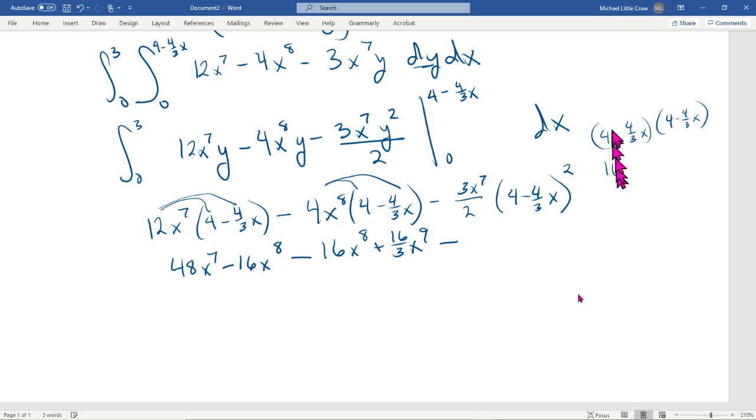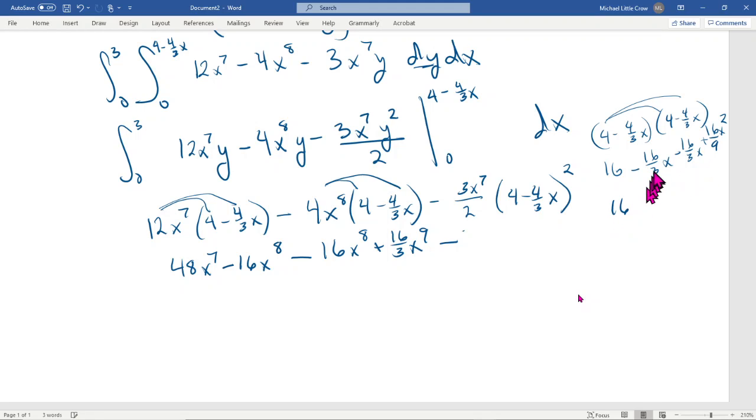So we get 16. We get minus 16/3 x, minus 16/3 x, and then the last one will be a plus 16/9 x squared. Okay, so let's do one more step. Let's make it all pretty over here.